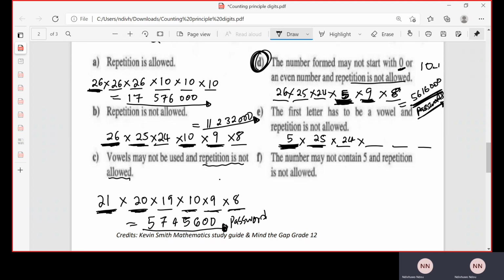So with the digits, they didn't tell you anything. They just say repetition is not allowed. So we have a total of 10 digits to choose from. Because repetition is not allowed, we'll be left with 9, 8. So we just multiply out all those things and we can get the answer. So it is giving me 21, 6, 1, 2, 3, 4, like this. Passwords that can be formed.